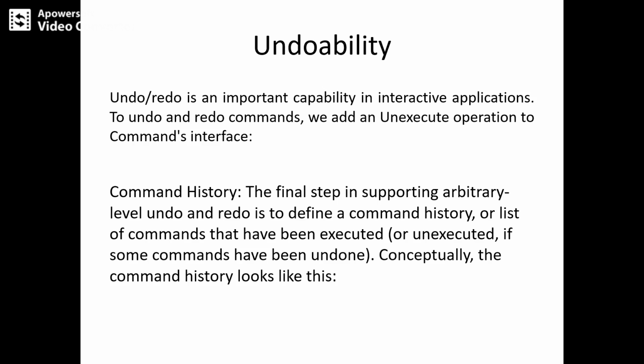To support undo and redo, we add an unexecute operation to the command interface. Unexecute reverses the effect of the preceding execute operation using whatever undo information execute has stored. In the case of font command, for example, the execute operation would store the range of text affected by the font change along with the original fonts.